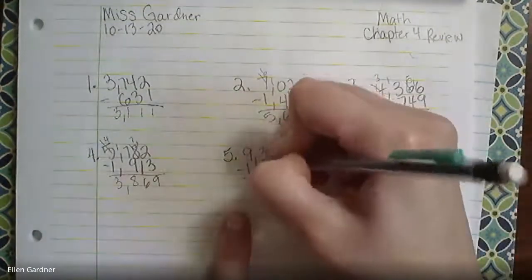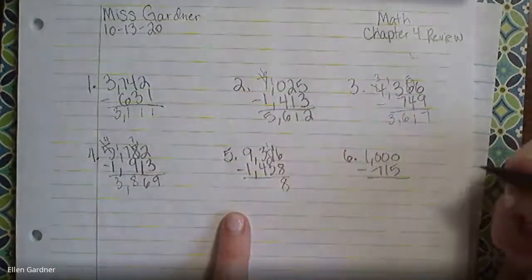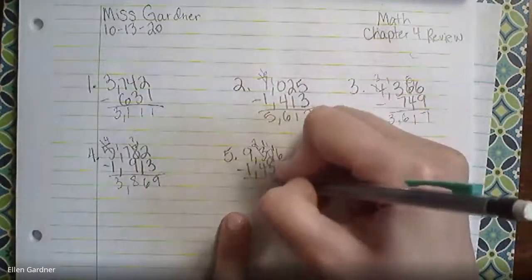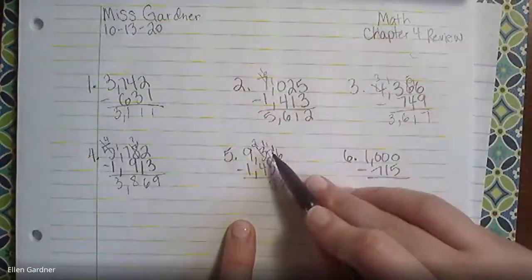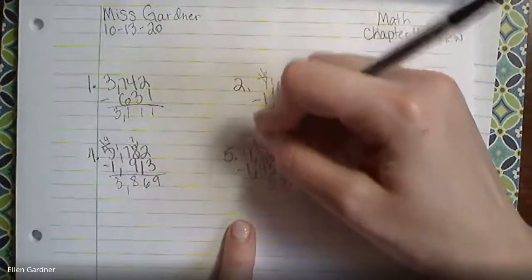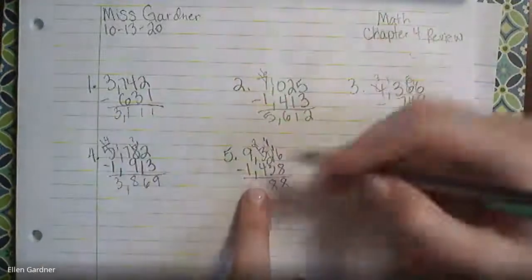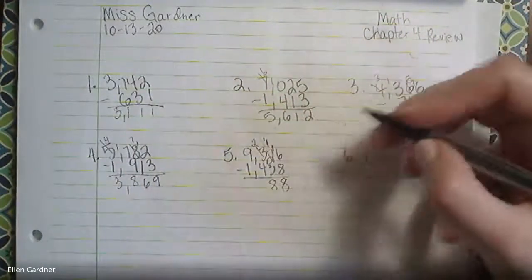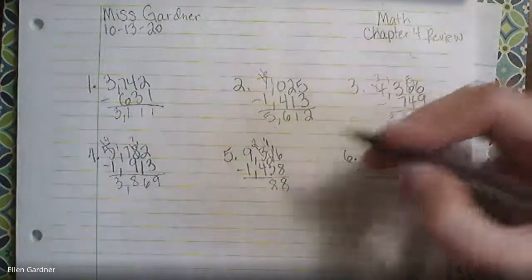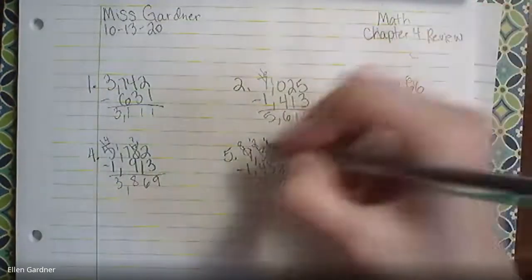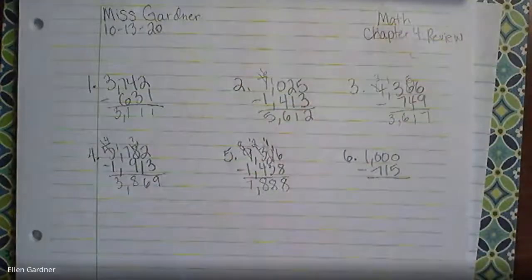Number 5, 16 minus 8 equals 8. 11 minus 3 equals 8. Make sure that you're writing pretty carefully here. It might have been better for me to make those numbers a little bit bigger, because when we have multiple times that we're regrouping, we want to make it very clear what our number is. And then 2 minus 4, we're going to regroup for that as well. 12 minus 4 equals 8, and 8 minus 1, 7. So 7,888 for that one.